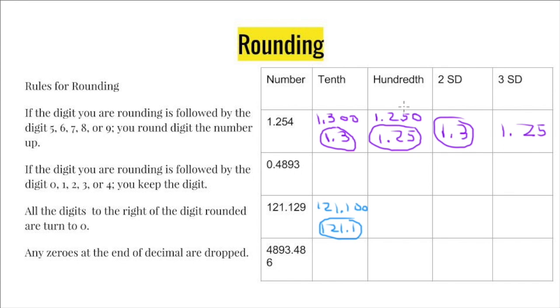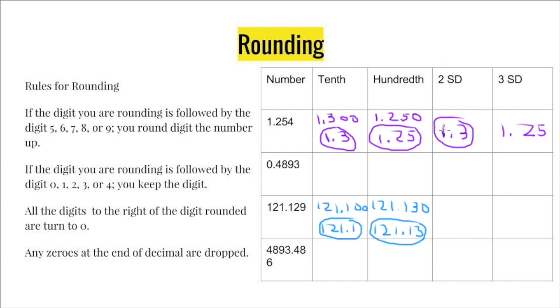Now, we're asked to do the hundredth. The hundredth position is here. So this 9 tells that 2 to go up. So we now get 121.130, because the 9 turns into a 0. Since this 0 is at the end of a decimal, we can simply write this as 121.13.